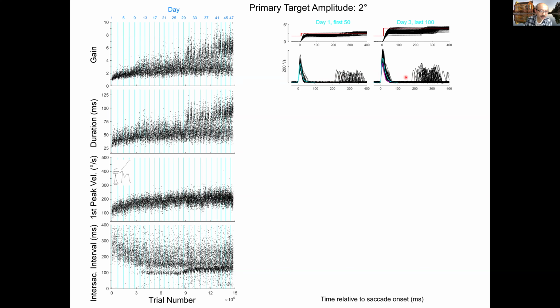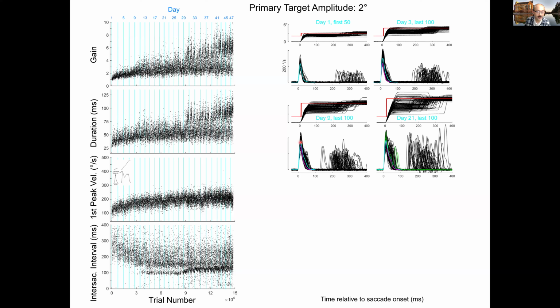Now let's go to day 9, last 100. The peak velocity is continually increasing, and the saccade is still a single distribution. You can start seeing that at least a couple of these have very short latency corrective saccades, and most of the corrective saccades are also a little closer to the primary saccade.